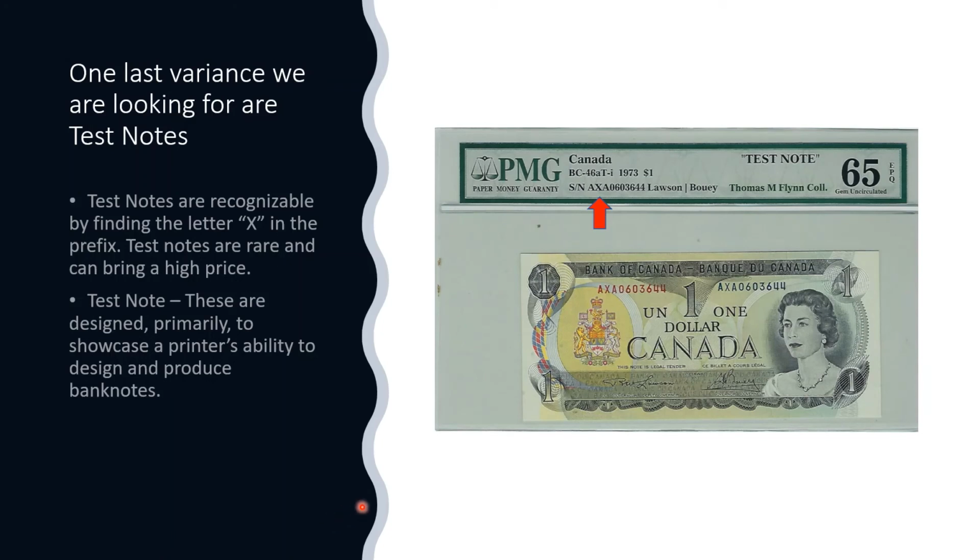I think this is the last slide I have on prefixes, but test notes. Test notes are recognizable by finding the letter X in the prefix. Test notes are rare and can bring a high price. These are designed primarily to showcase printers' ability to design and produce banknotes. So the printer puts out a run through the print press of some notes, and they're considered test notes, and they have the X in them. So definitely another one to keep our eye open for.